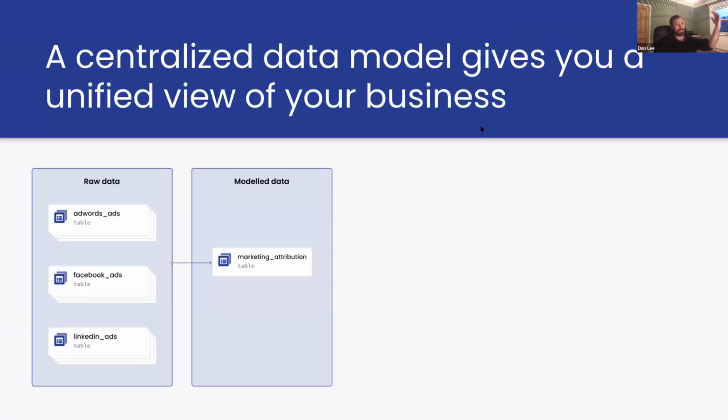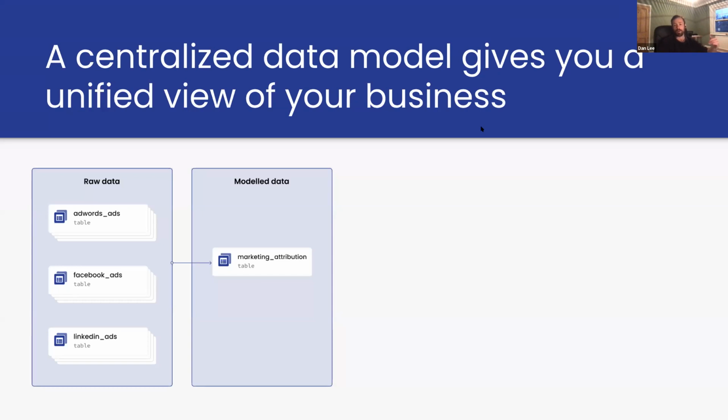So what we need to do instead is, rather than having to go through that whole process every single time you get asked this question, we need to start creating a single source of truth for answering questions about marketing. In this case, a marketing attribution table, which is what I'm calling the data model. And once we have that single table, that serves as our jumping off point for answering that question.